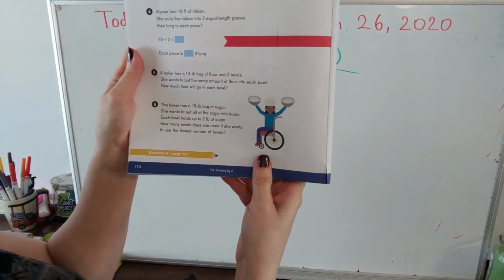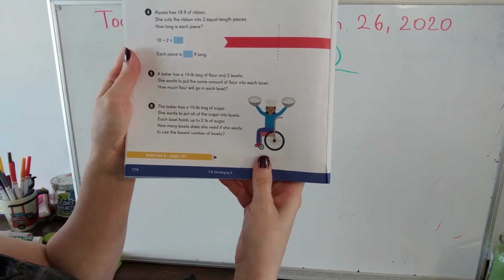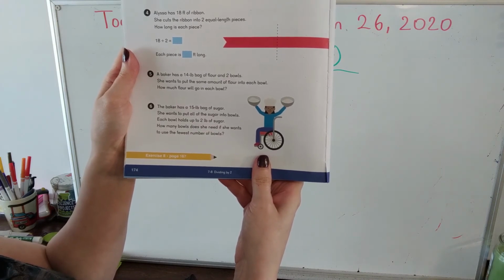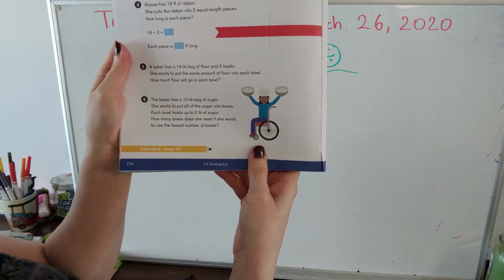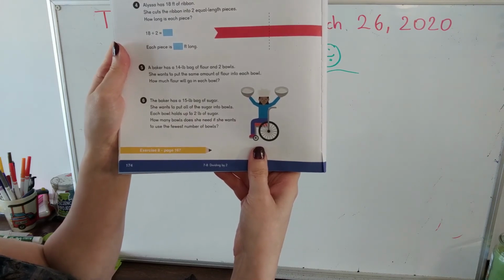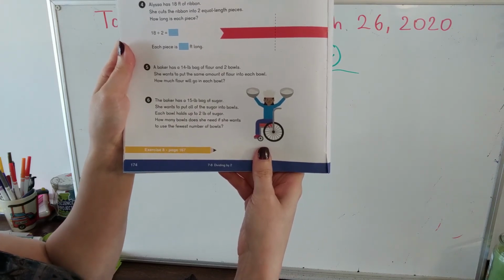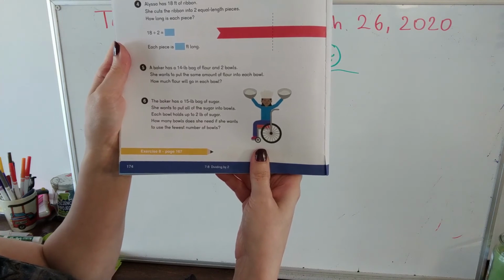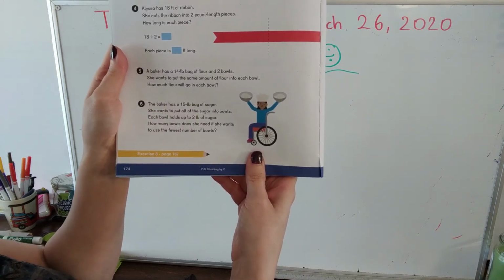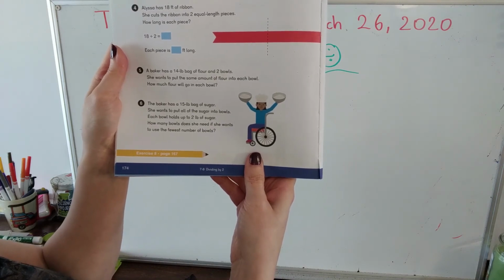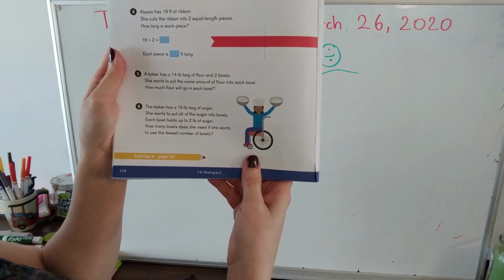Number 6 says, the baker has a 15-pound bag of sugar. She wants to put all of the sugar into bowls. Each bowl holds up to 2 pounds of sugar. How many bowls does she need if she wants to use the fewest number of bowls? So now that I read it, I'm going to read it again and draw a picture of what I understood and represent it with my numbers.